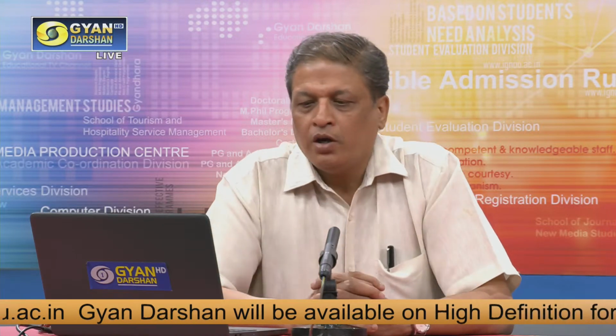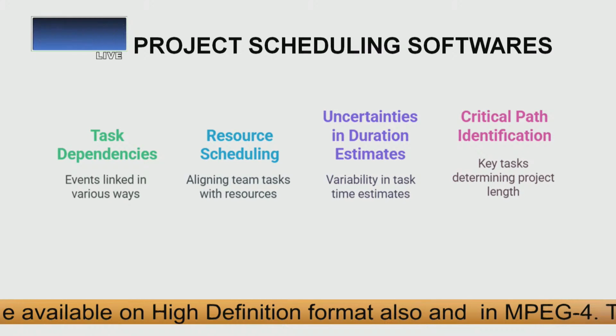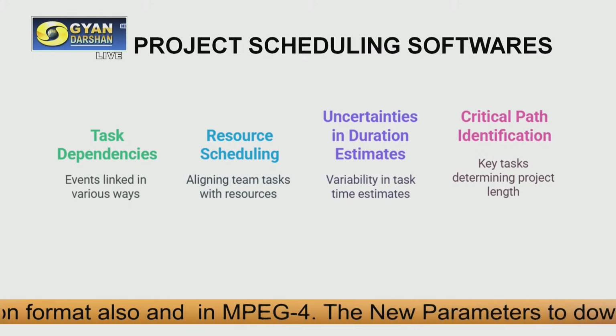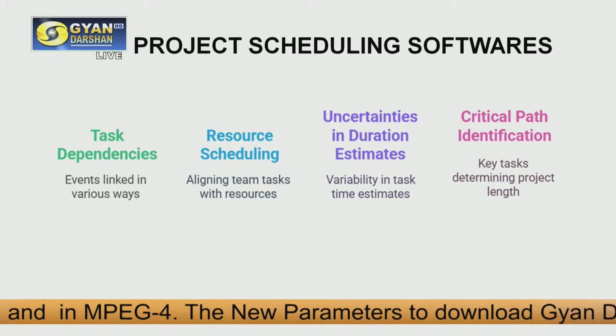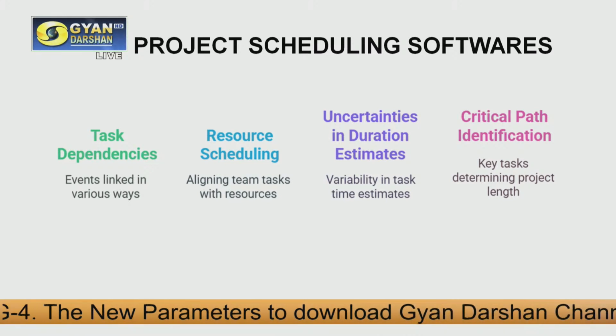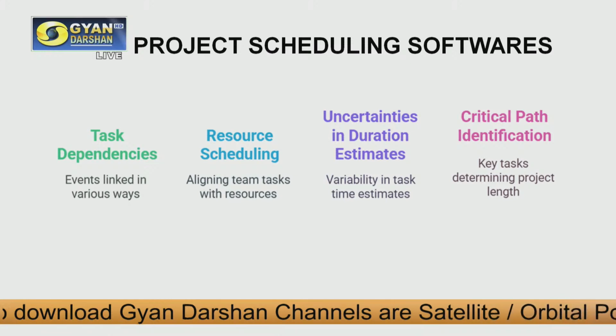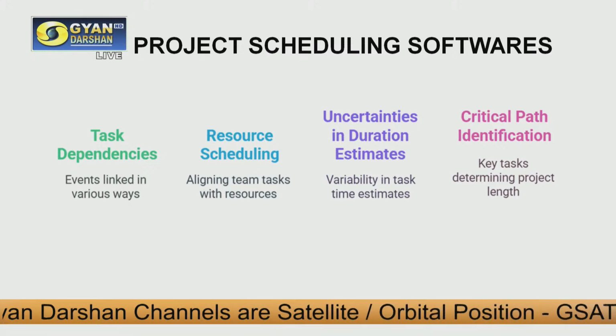Now, the scheduling of the project. The scheduling of the project is the first and foremost part, which is responsible for the beginning of the project, wherein you need to identify which tasks are there, and the task dependencies are to be identified.